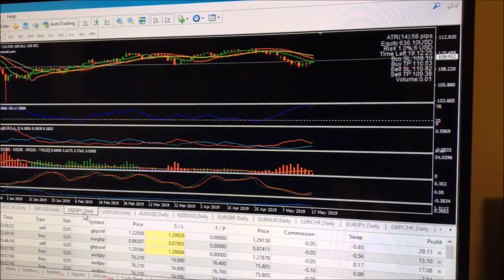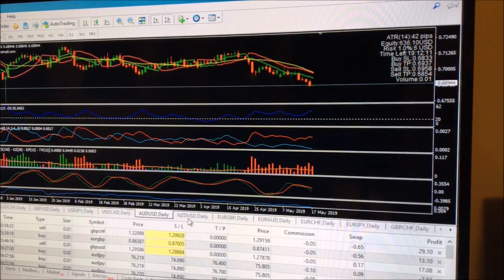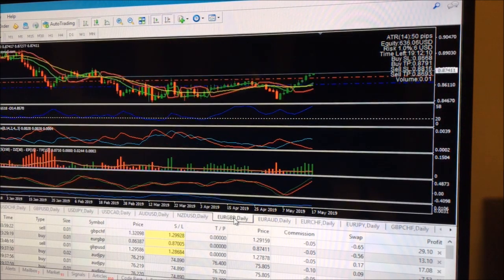So that's that trade. Let's see. Not getting a signal on this yet, although it looks like it's coming back up. So we may see something here in the next couple of days. Nothing there.